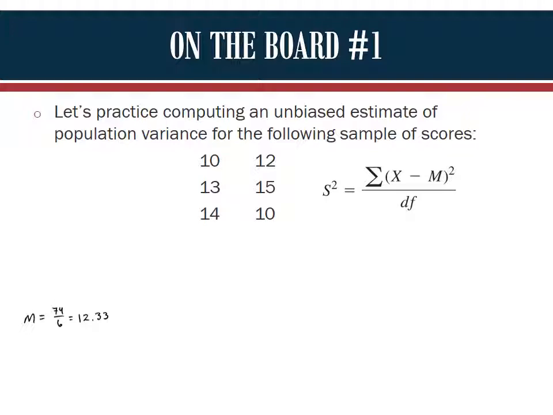We also are going to need, when we're doing our S squared formula, DF on the bottom there, so we might as well find that right now. And DF, of course, is n-1, right? So in this case, DF is 6 minus 1, or 5, so our degrees of freedom is 5.